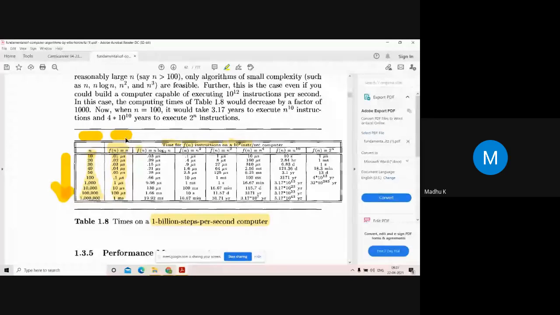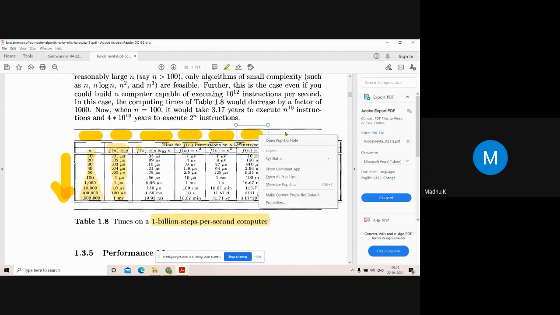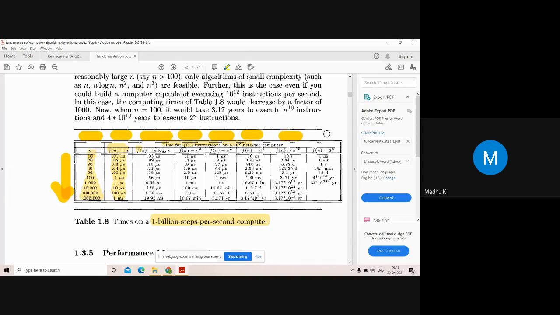This is one algorithm whose order of growth is n. This is another, n log n. This is n square. This is n cube. This is n raised to 4. This is n raised to 10, and this is 2 raised to n. This is exponential time. So you can note this.